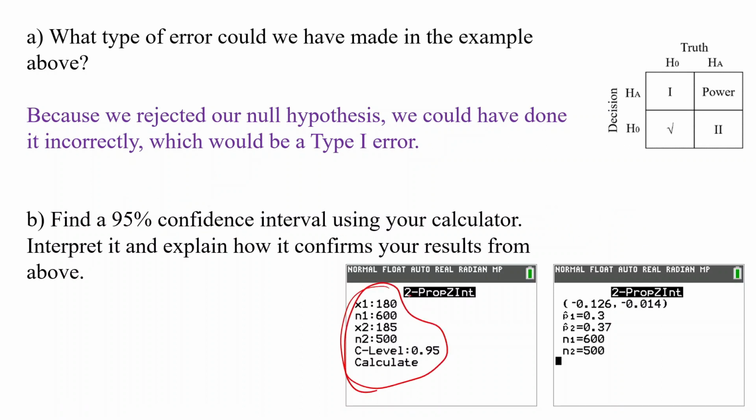Okay? So here is how we would put that data in our calculator. Okay? So 2-prop z int to create our confidence interval, x sub 1, n sub 1, x sub 2, n sub 2. Calculate. Okay? And this is what it gives. Okay. Now, how does this confirm our results? This is our interval. Okay. You notice how it is negative. It is a negative interval.